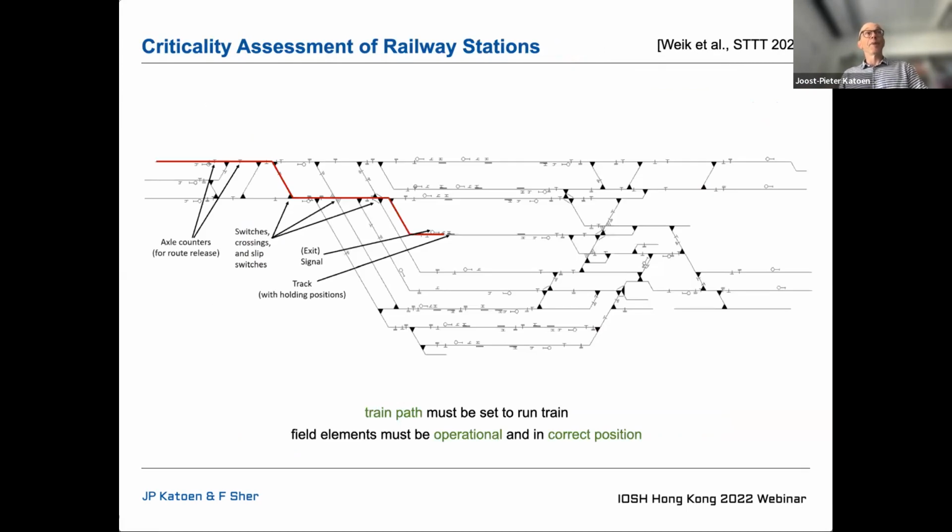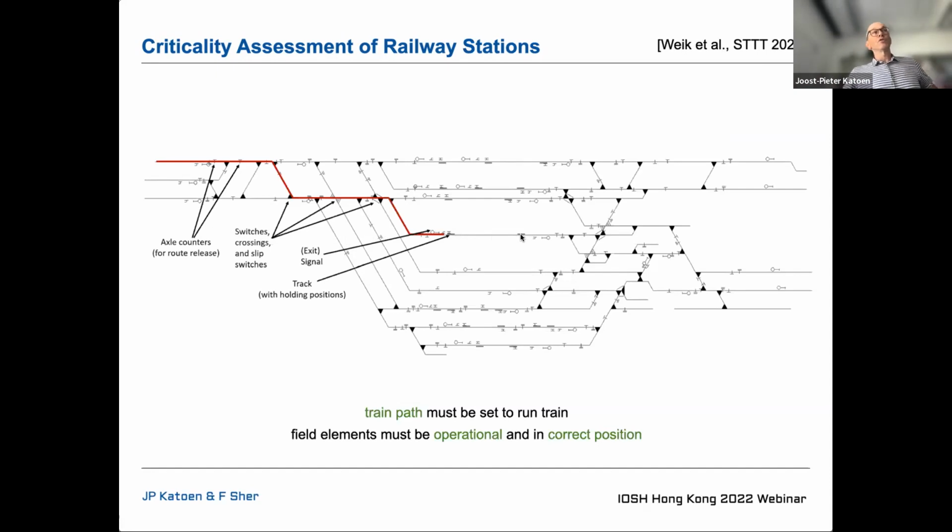So here you see a plan of a railway infrastructure. You see here axle counters to release the routes. You see here switches. I mean, think about crossings, but also think about slip switches. Here there are some signals. Here these vertical lines are basically tracks.